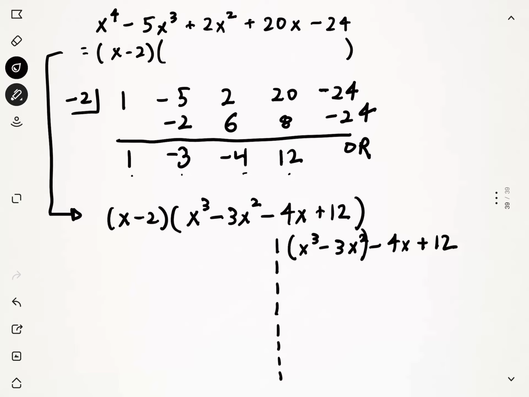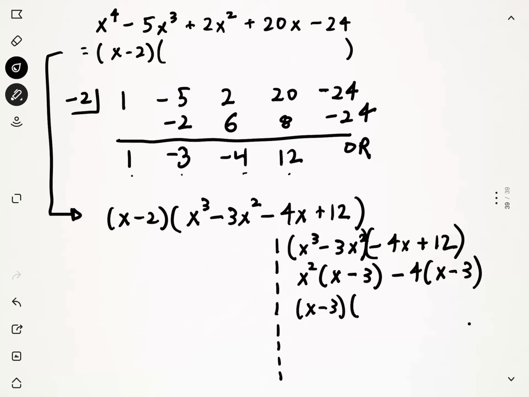And what I'm going to do is group up the first two and the second two terms like that. Take out what's common. So I have an x squared. I have an x minus 3 remaining. Then I can factor out a negative 4 and I get the same thing. So I have the same thing in both brackets, which is what I'm looking for. So this is giving me an x minus 3 with the x squared minus 4 outside.